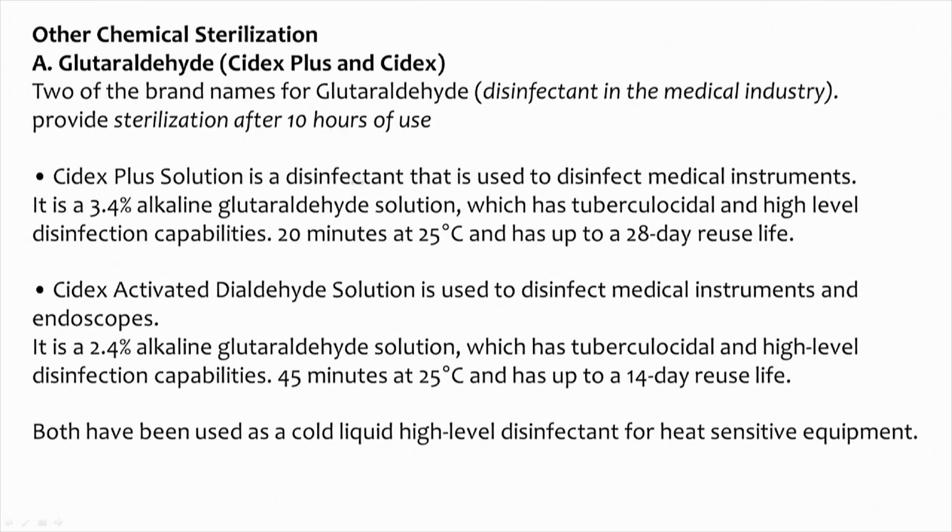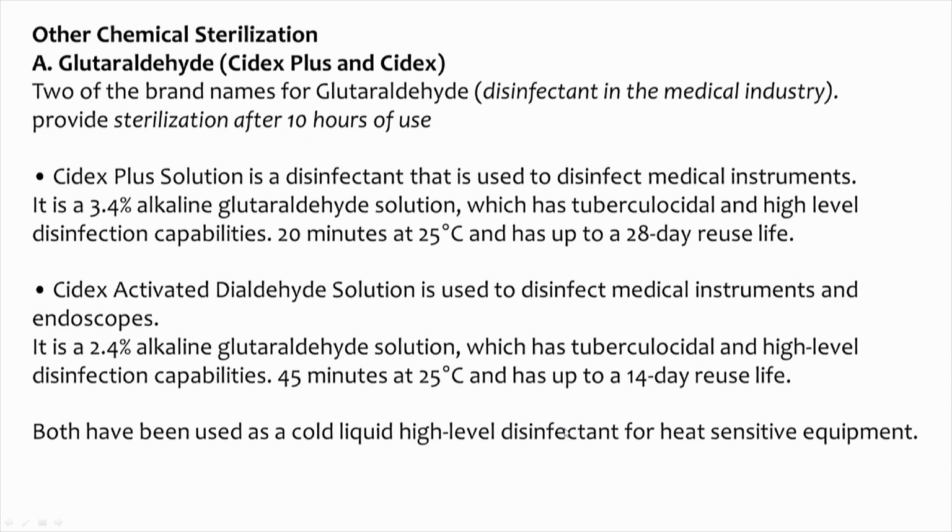Cidex Plus contains 3.4% alkaline glutaraldehyde. With 20 minutes at 25 degrees, we can kill a lot of bacteria, even tuberculocidal, and achieve high level disinfection. The other one is Cidex activated dialdehyde solution, which contains 2.4% alkaline glutaraldehyde solution. You need to put it for 45 minutes at 25 degrees centigrade. So we can use it at room temperature, that is 20-25 degrees centigrade, and it is a very high level disinfectant.